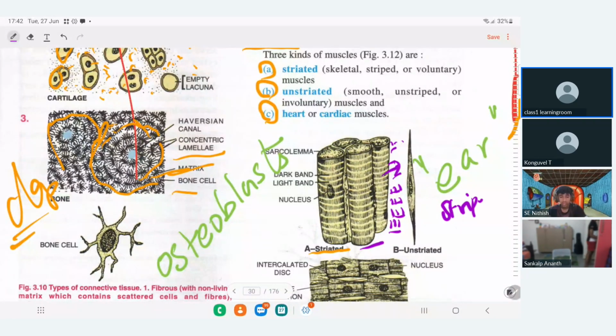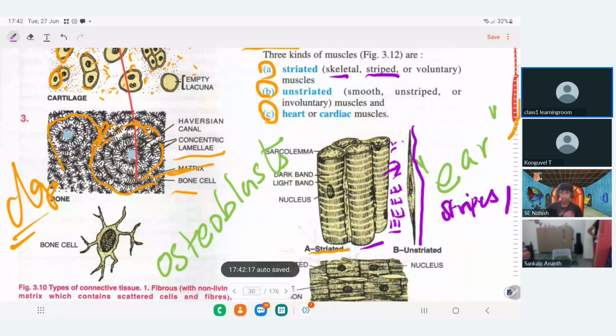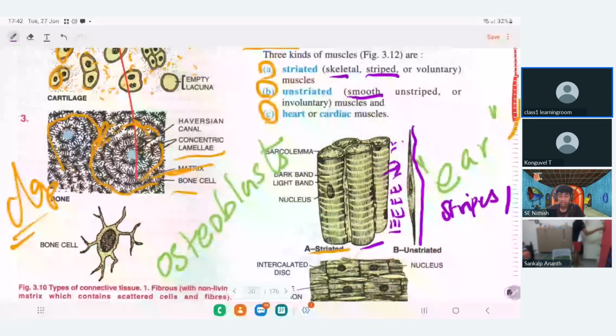Okay, stripes, striations, stripes basically. That's one type of muscle. And another one is called what? Unstriated muscles, when you can't see anything like that. So this muscle, you can't see anything, which is called smooth muscle, which is unstriped, means no striations present, and which is involved in what?